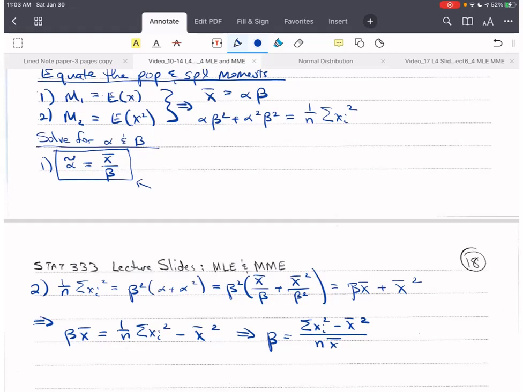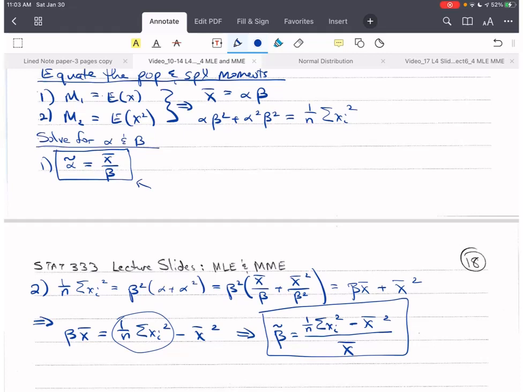And so let's see, how did I mess up? Okay, so the n is only with this term. So I messed this up. Let's rewrite this, because we're going to have to keep the n with this term. So we have beta is equal to 1 over n sum of xi squared, quantity minus x bar squared, all over x bar. And this is my beta tilde.